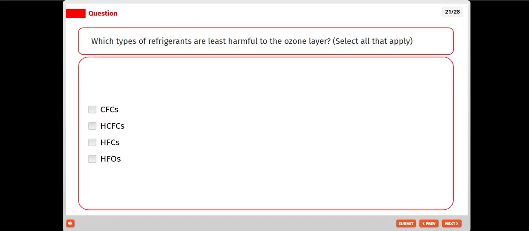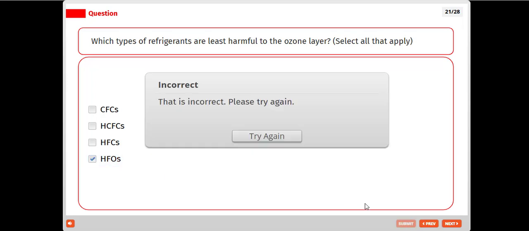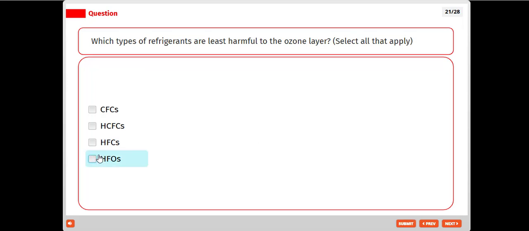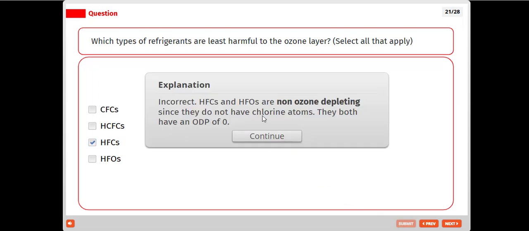Which type of refrigerants is least harmful to the ozone layer? HFO, no, no, HFC, no, no, they are non-ozone depleting. HFC and HFO, oh, both.